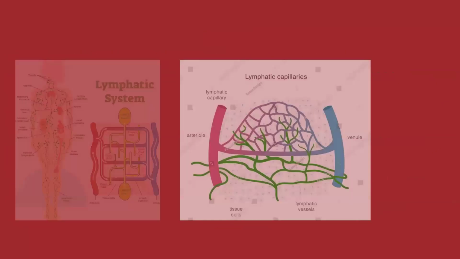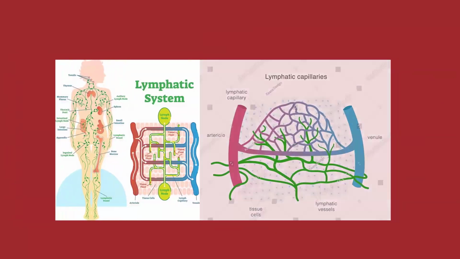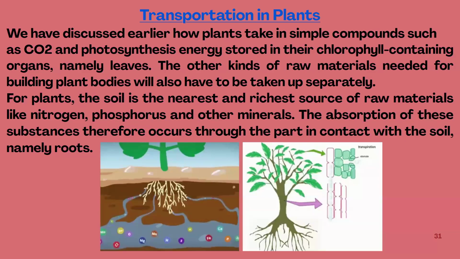This is all about the lymph. So here we can see the lymphatic system in the pictures. So the last one, the transportation in plants, this is also very important.